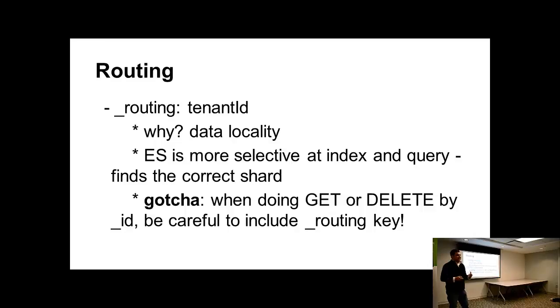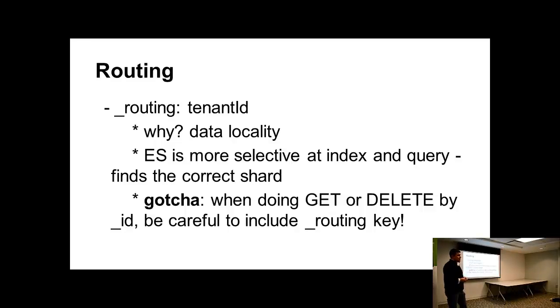You can tell it, look, I know a little bit more about this data. I know there's locality to this data because we have a multi-tenanted system. Tenant one is one campaign, tenant two is another campaign. Why don't we hint to it where to put the data on which shard? That's what routing allows you to do, basically establish data locality. So when you're doing requests, Elasticsearch can get smarter: hey, I only need to go to this shard because I know I'm doing a query for this client. And so that saves you a lot. You can use Elasticsearch without routing and just have it balance the data out. ES is more selective at indexing and query time.